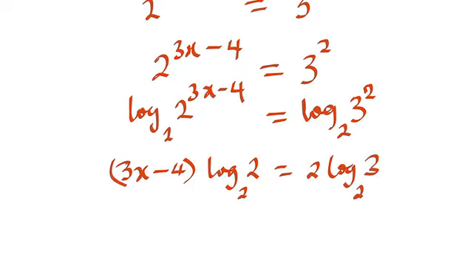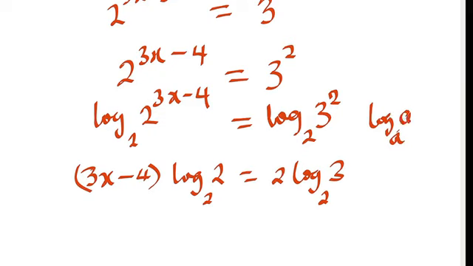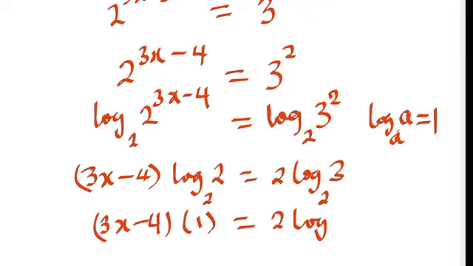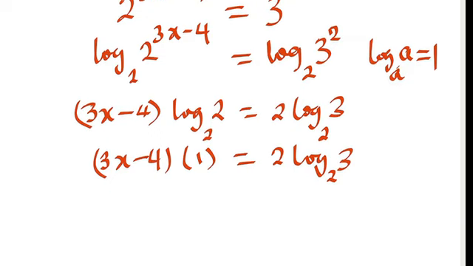Now from here, we see that when you have log base a of argument a, this will give us 1. So the same thing will happen here. We're going to have 3x minus 4, and everything here will turn to 1, equals 2 log base 2 of 3. Are you following? So now we move on. We have 3x minus 4 equals 2 log base 2 of 3.